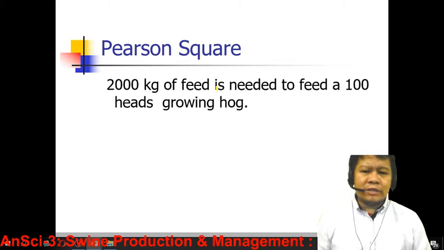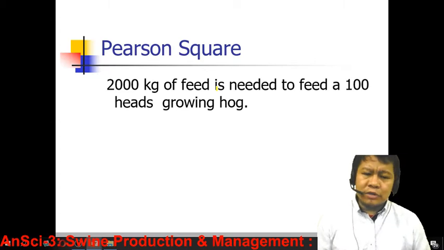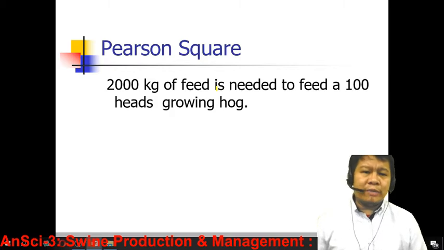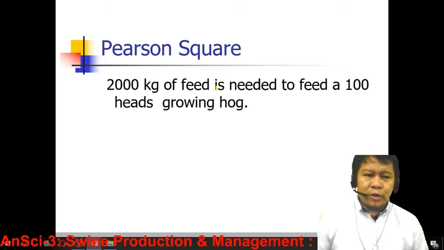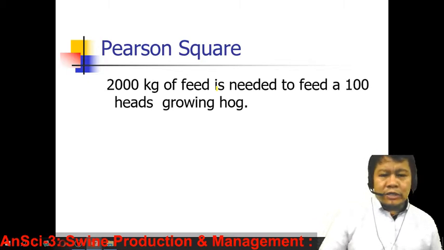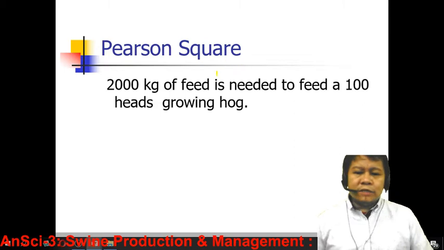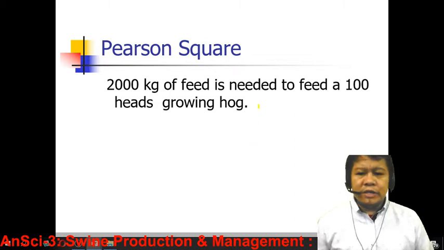Whatever feeds or anything that we need to combine, which has concentration, which has percentages, Pearson square can be applied. But maybe in other sessions, I will show you how to use Pearson square in other areas of learning. All right. So for today, there's an example in here.